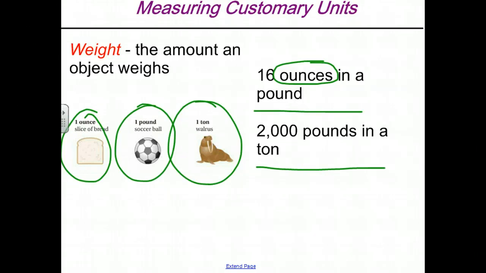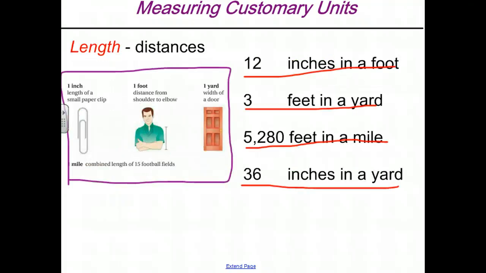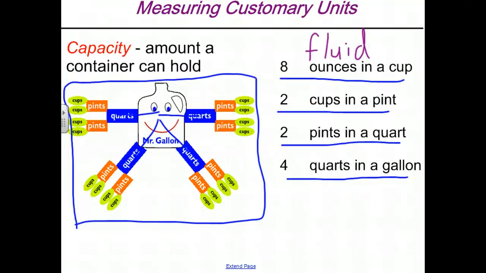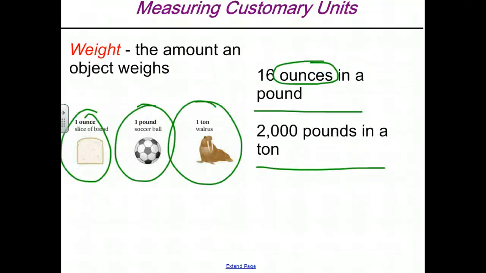Now there is something called a metric ton, which is entirely different, but in this case there are 2,000 pounds in this ton. So again, length, the measuring of distances: inch, foot, yard, mile. Capacity, the amount that a container can hold, used for liquid: fluid ounces, cups, pints, quarts, and gallons. And weight, the amount that an object weighs: ounces, pounds, and tons.